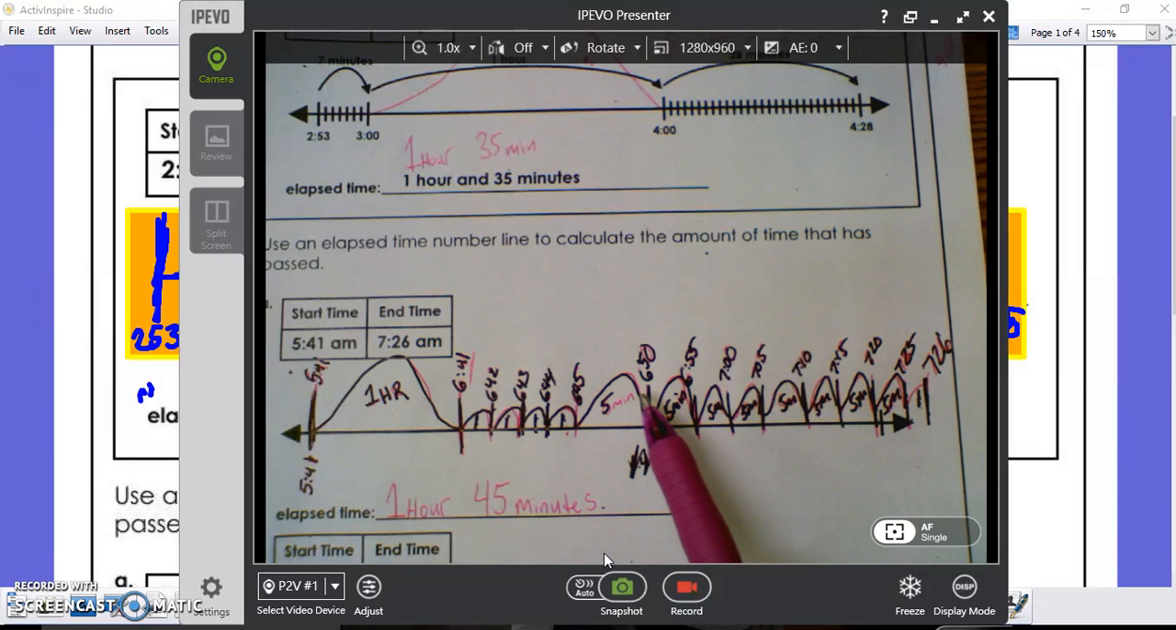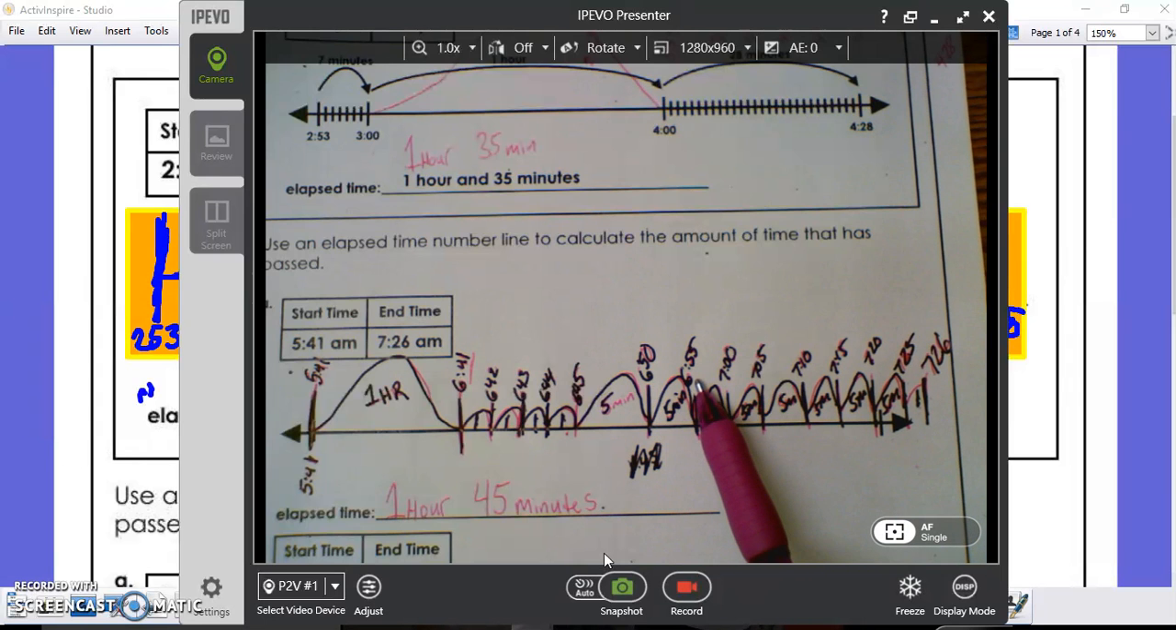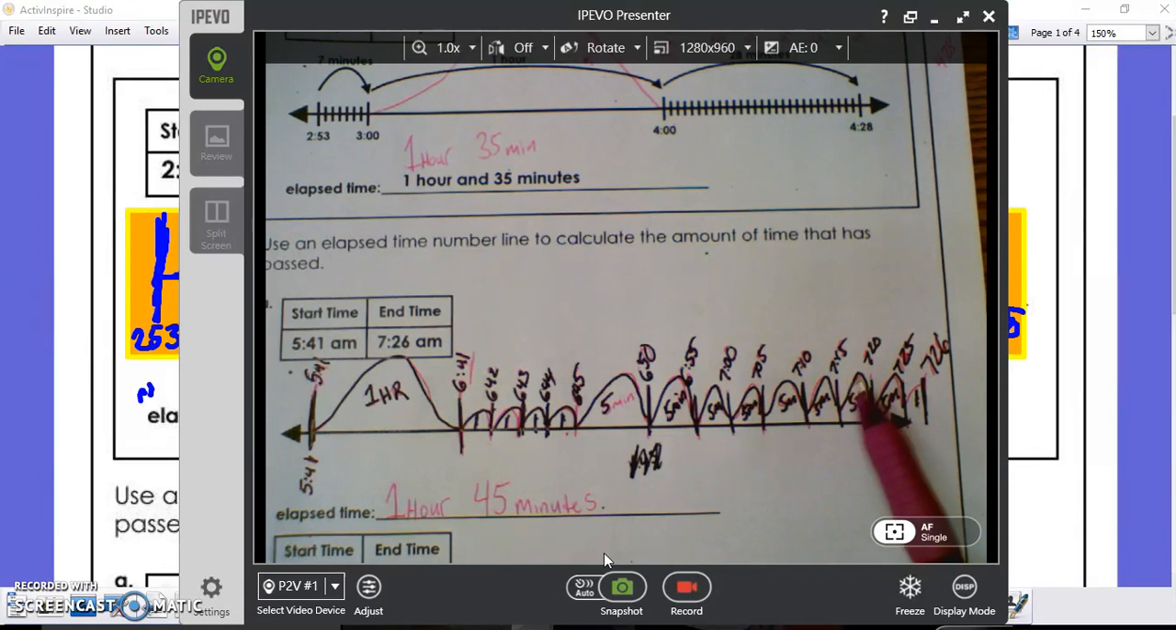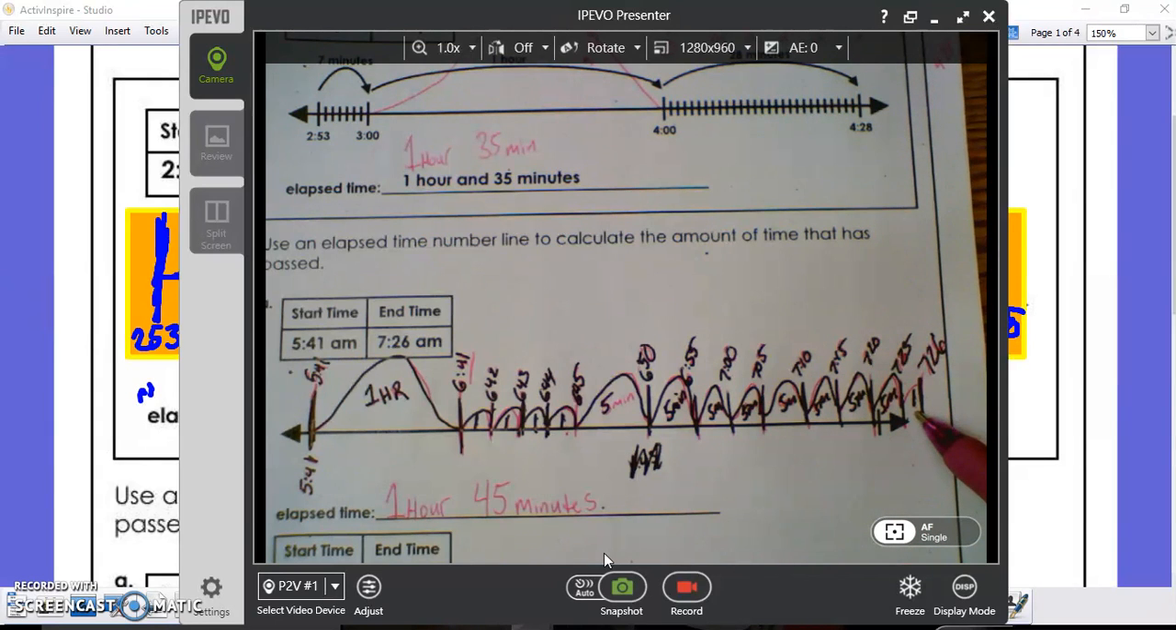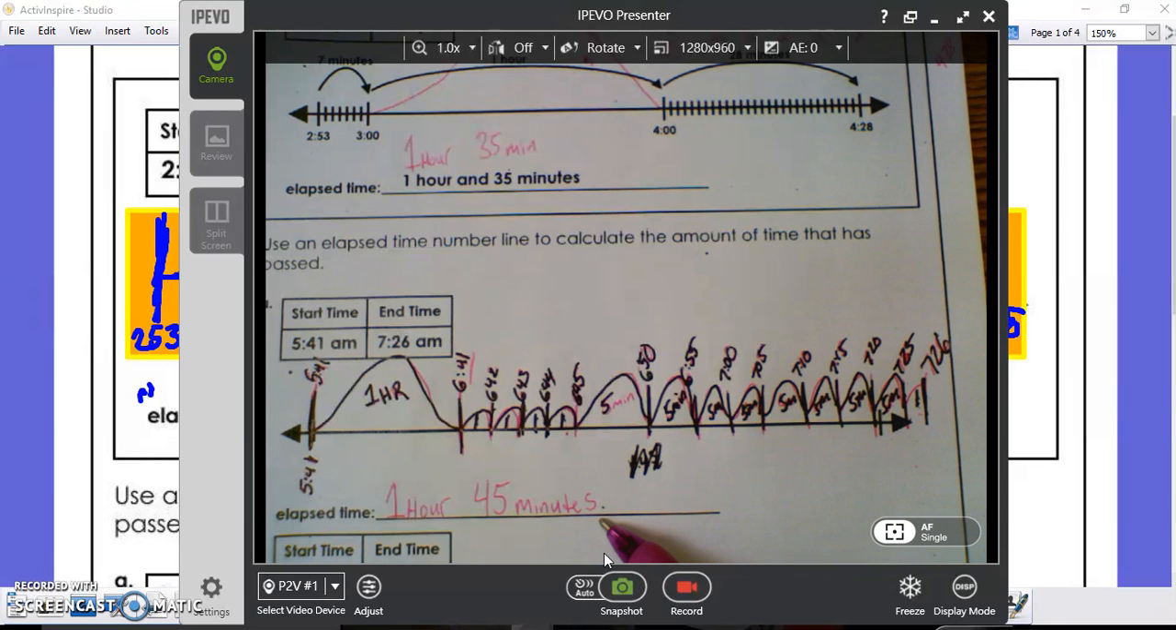Now I could start doing my hills. 5 minutes gets me to 6:50. 5 more minutes gets me to 6:55. 5 more minutes gets me to 7 o'clock. And 5 more to 7:10. 7:15 or quarter after 7 to 7:20 to 7:25, and then my final little bump or rock gets me to 7:26. How did I get to 1 hour 45 minutes?